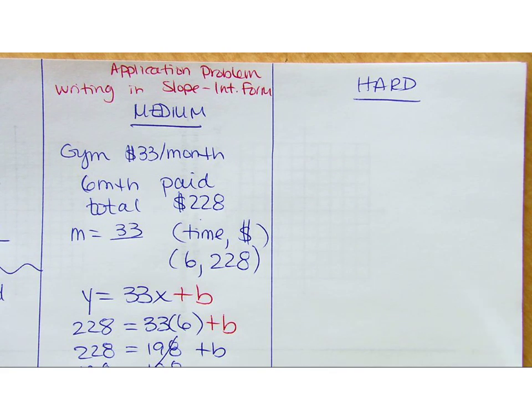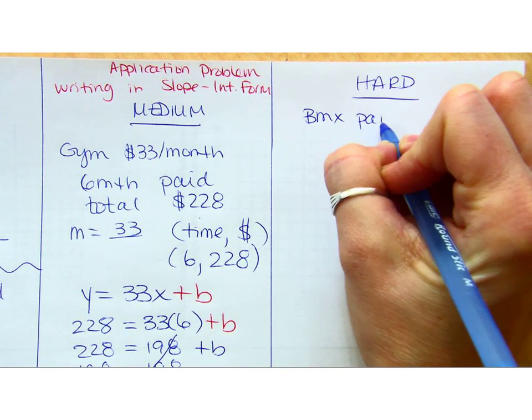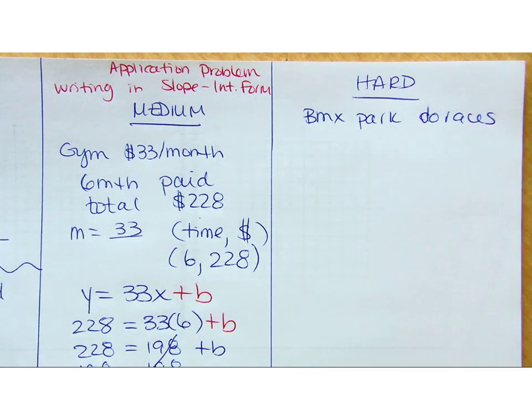So there is like a BMX race park that you can go and do races on, right? Where you can do races. Okay? It costs a certain amount to be a member, and it costs a certain amount per race. You just don't happen to know what either one of those are.